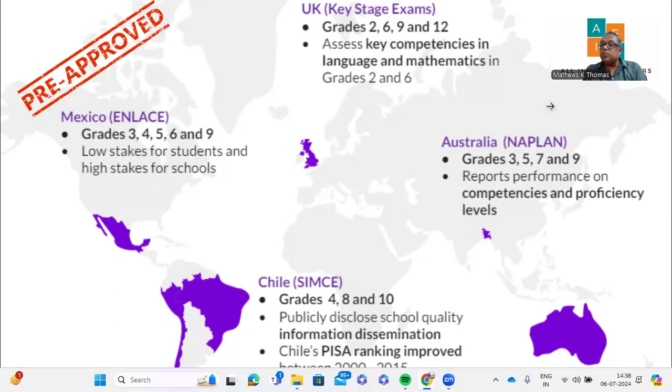And reports performance on the competencies and proficiency level. So different countries have different methodologies of assessment, right? In the UK, they assess in years 2, 6, 9, and 12, and they emphasize language and mathematics in 2 and 6. So it's not that only India is doing this; different countries have different forms of assessment.